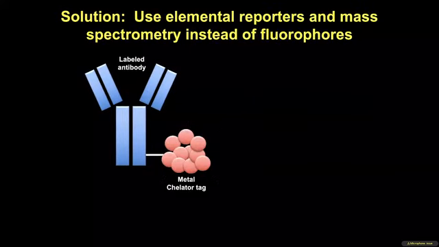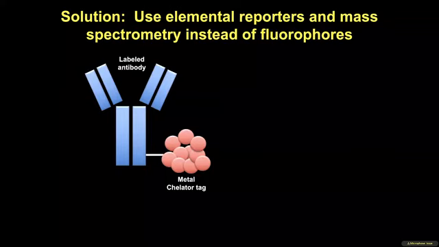So this is the idea behind both MIBI and also mass cytometry, or CyTOF, which is if you take an antibody and you tag it with a metal chelator tag. And this chelator tag, for each antibody, you attach somewhere between 80 to 100 different metal atoms. And the tag for each antibody has a unique mass associated with it.